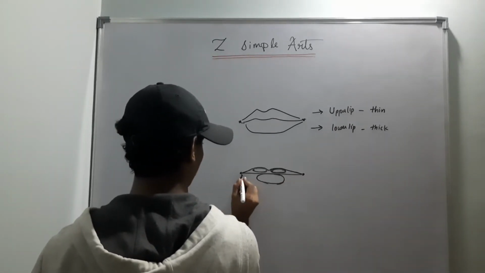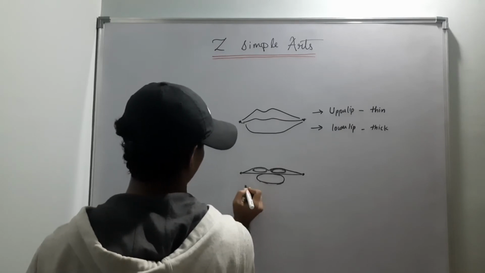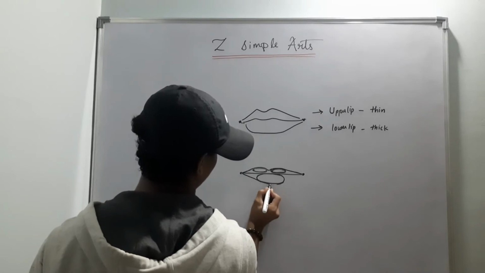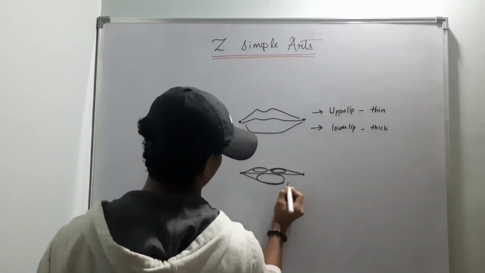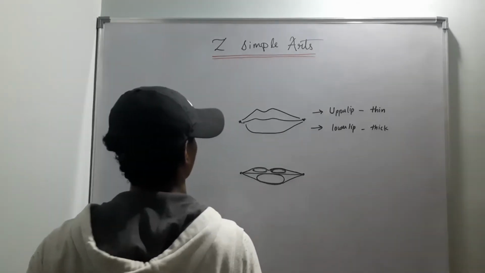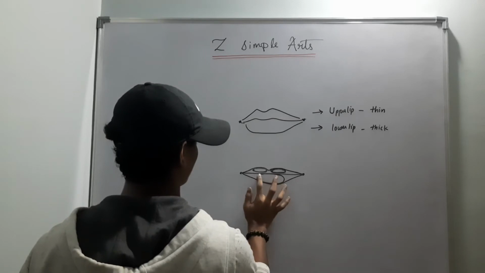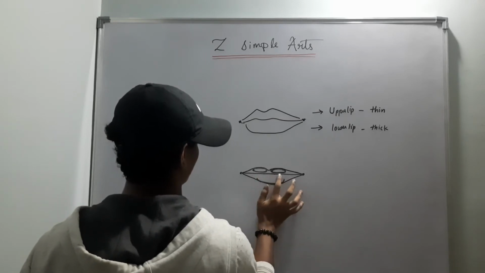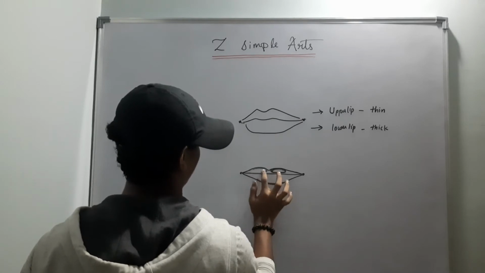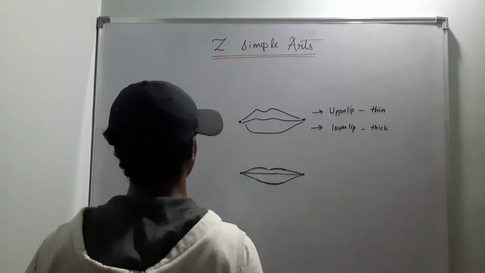Similarly, the lower lip is easy. If you're a beginner, choose a point, draw a straight line, trace. Again, choose a point, draw a straight line. What to do next? Erase the inner line, and similarly even in the upper lip.